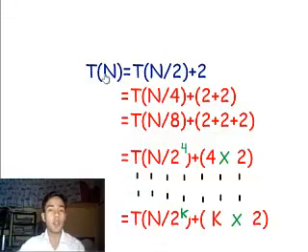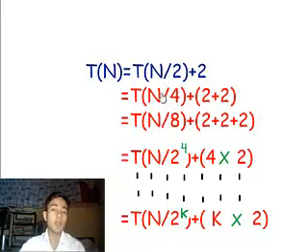In this relation, we will substitute n by 2 in place of n, so we obtain T of n by 4 plus 2 plus 2, and in the next step again we replace n by n by 2, so we obtain T of n by 8 plus 2 plus 2 plus 2.